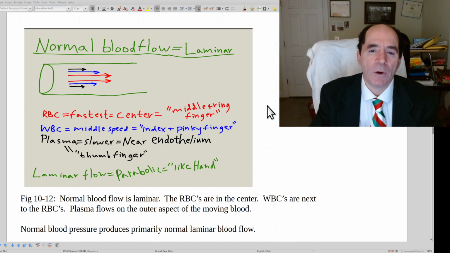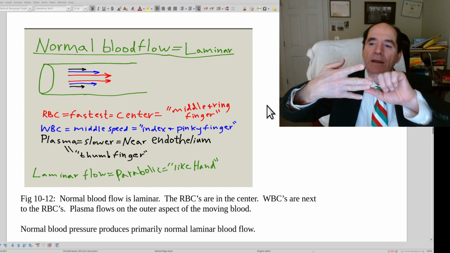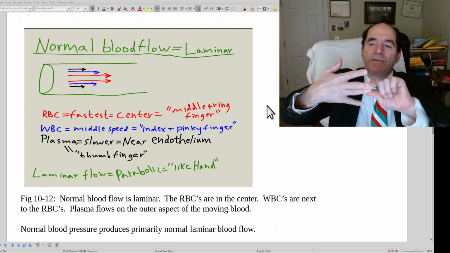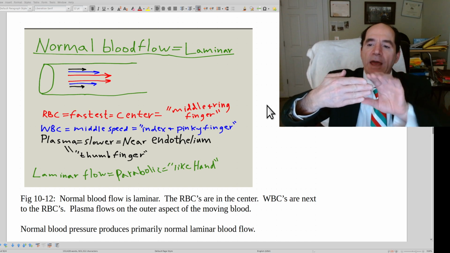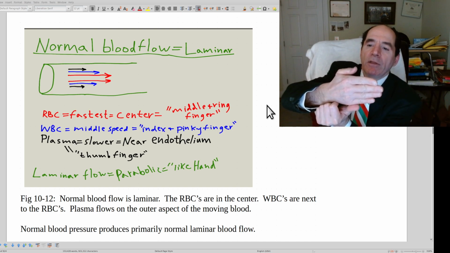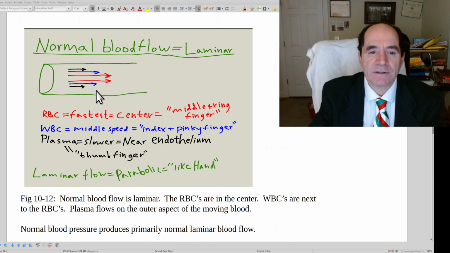Here is blood flow. And here's like laminar blood flow. So it should be like your fingers on your hand. In the center is the red blood cells that's going along at the fastest speed. Then are the white blood cells, the fingers adjacent to that. Then your little thumbs right there, those are like the plasma. So the plasma is on the outside, these black arrows, and that's in contact with the glycocalyx of the endothelium, the lining cells of the arteries.